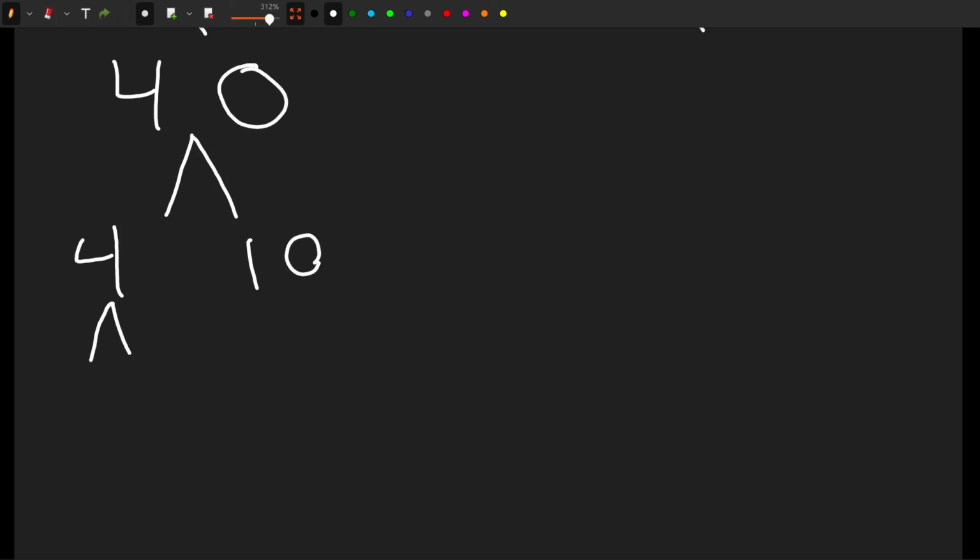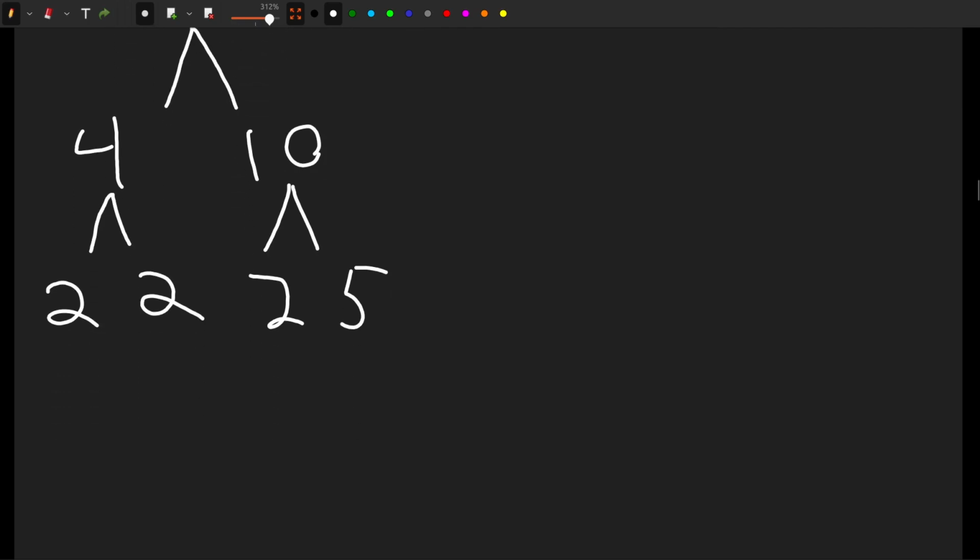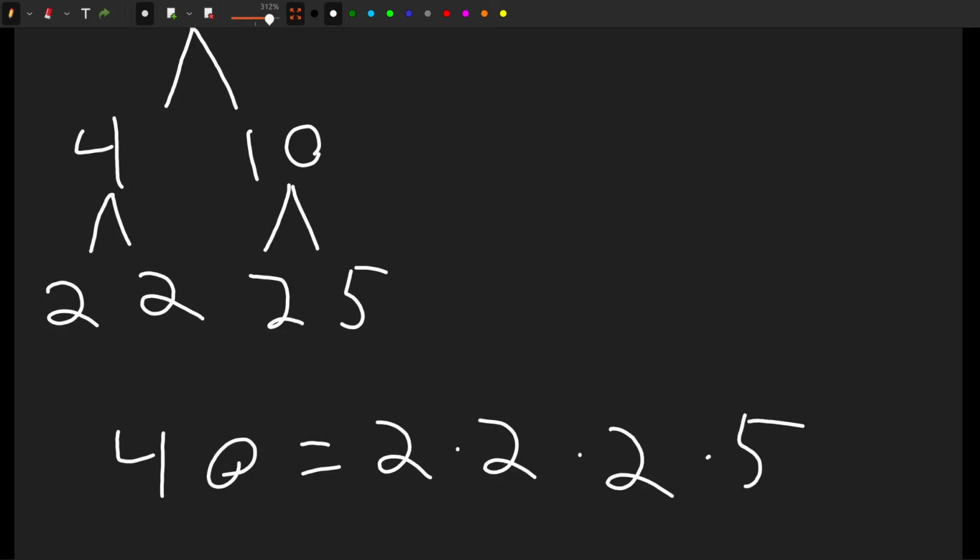4, we already know that we can choose 2 and 2. And then 10, we have a few options. We can do 1 times 10, but that won't help. We can use 2 times 5. That will help. And so now we have 2 and 5. And so then our prime factorization of 40 is 2 times 2 times 2 times 5. And that'll be it for this video.